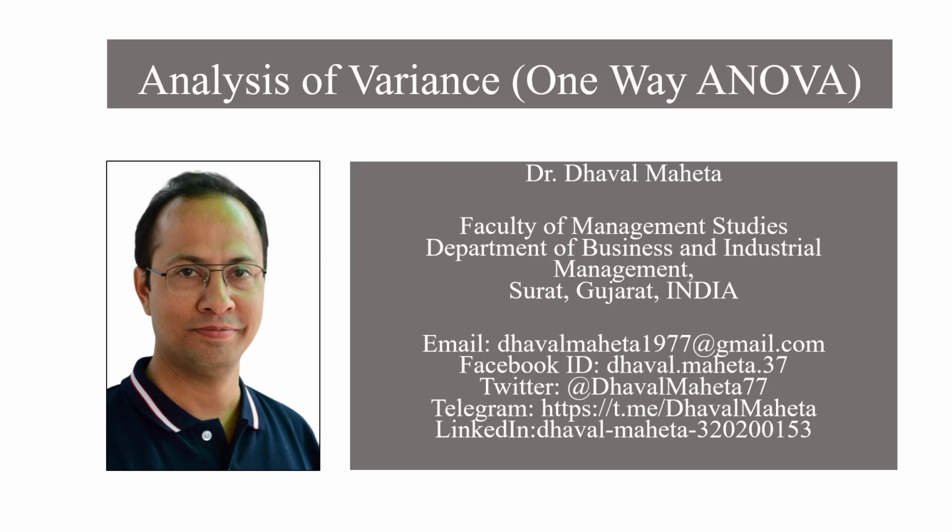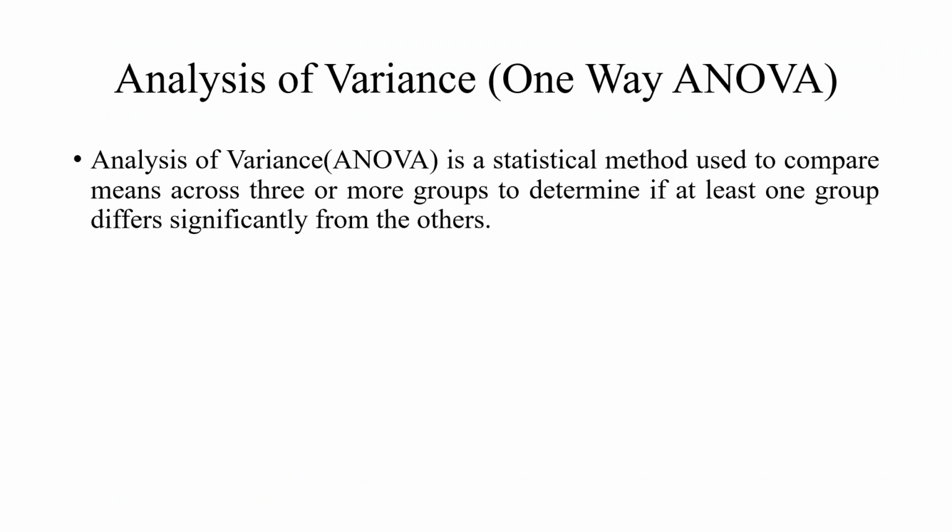This is Dr. Dhaval Maheta, and today we'll understand how to run analysis of variance, that is one-way ANOVA in STATA. ANOVA is a statistical method used to compare means across three or more groups to determine if at least one group differs significantly from the others.